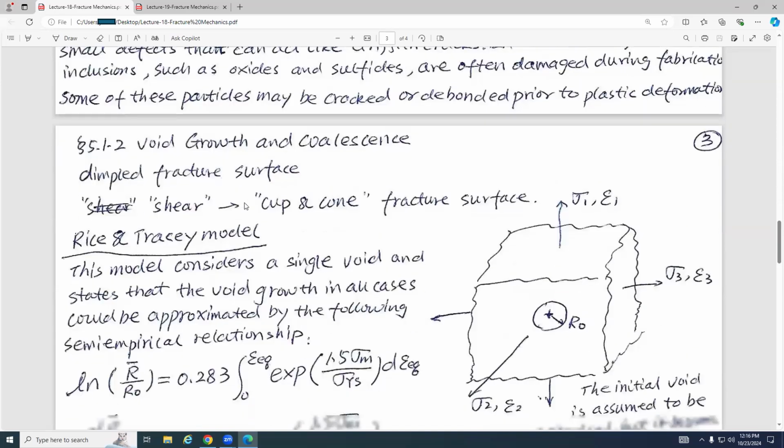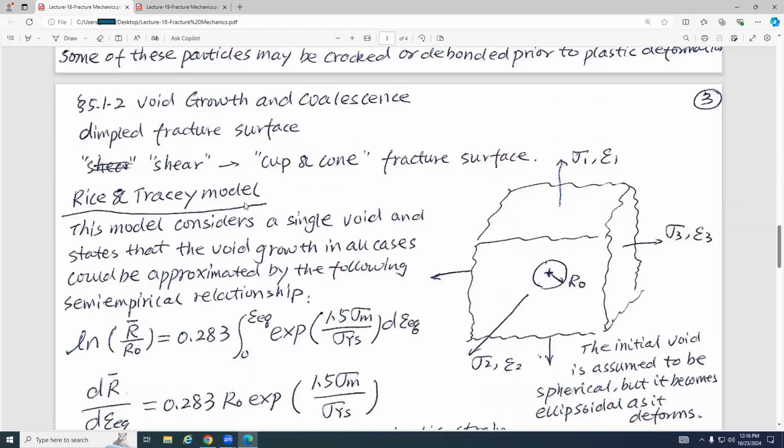So if you have done the mechanical engineering lab, who has done the mechanical engineering lab? Raise your hand now. Mechanical engineering lab. So you have to do the tensile test, right?